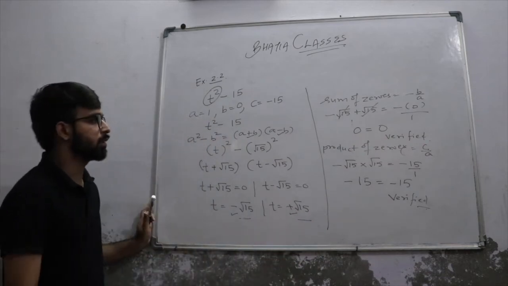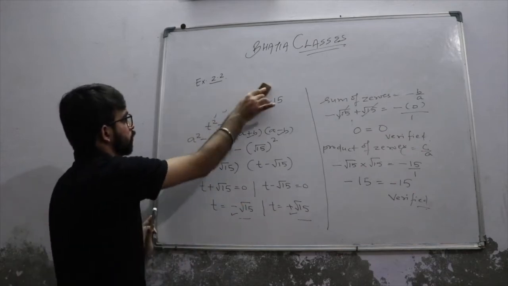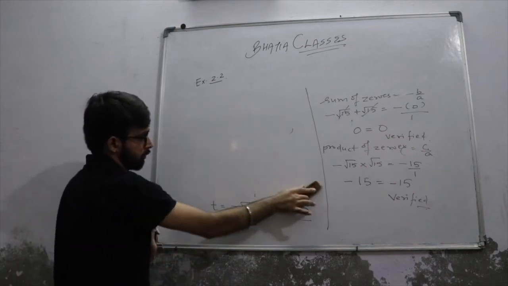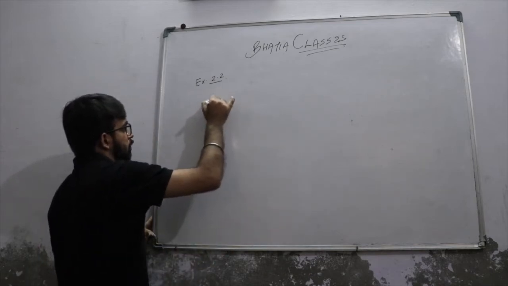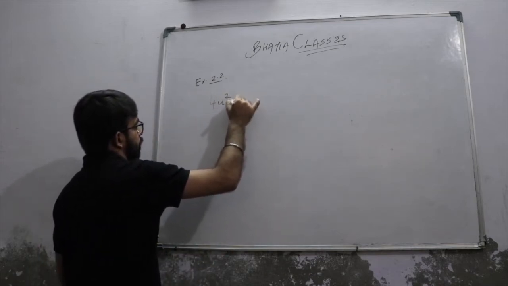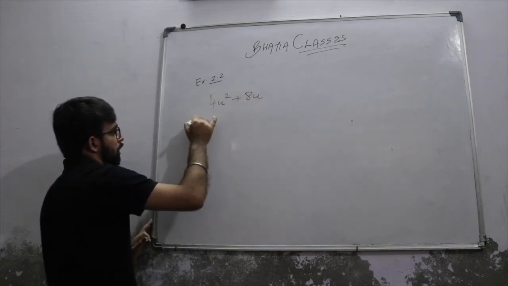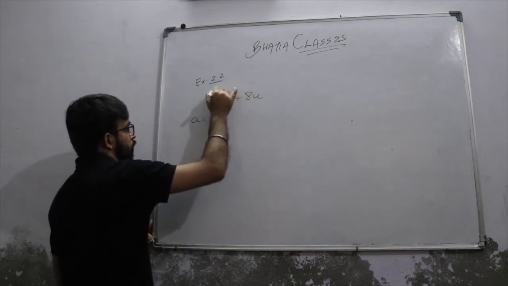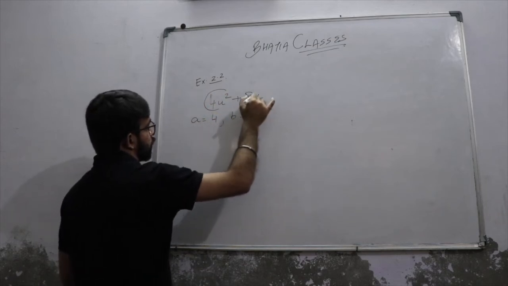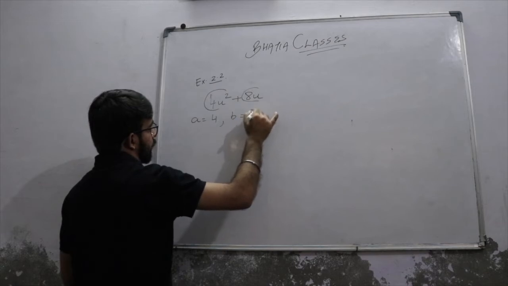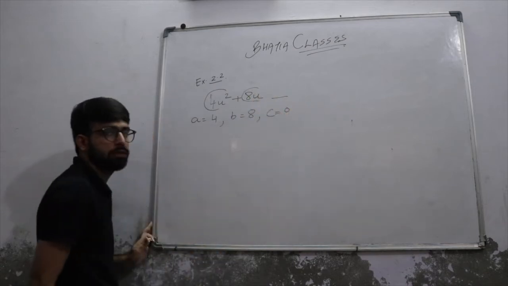Hope you got this sum, and here is one more example to clarify. The next example is 4u square plus 8u. A, the coefficient of u square, is equal to 4. The coefficient of the linear term is 8. There is no constant term. Therefore, C is equal to 0.